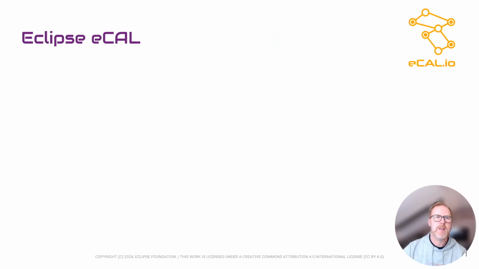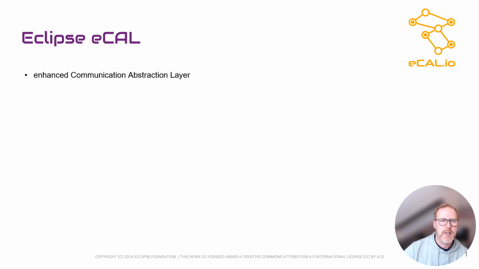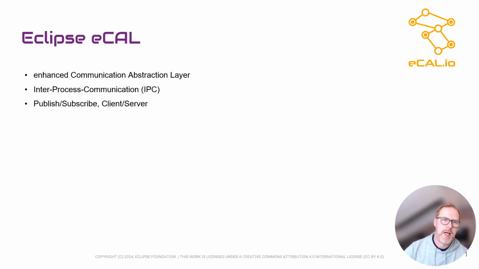Let's move on to the next Eclipse project that is part of this challenge, Eclipse eCal. My name is Rex Schilasky, I'm one of the project leads, and I would like to give you a short introduction. eCal stands for Enhanced Communication Abstraction Layer. It's an open source, high performance inter-process communication. Think of it as a powerful tool that allows software components to exchange data with each other quickly and efficiently.